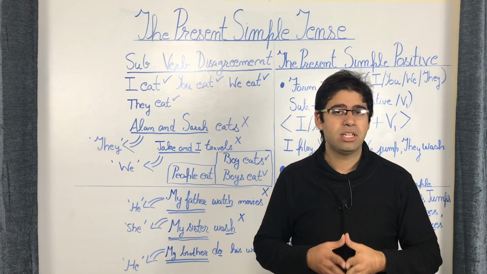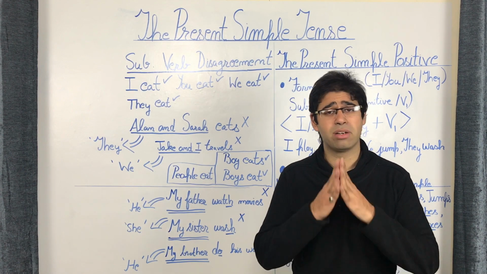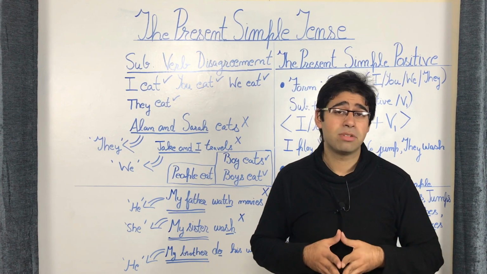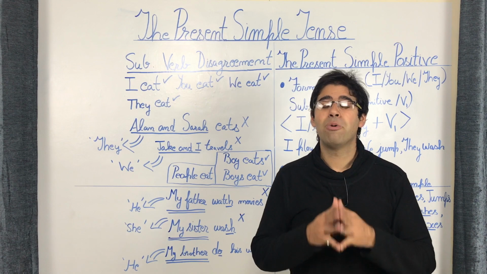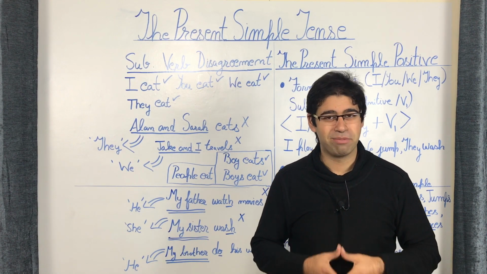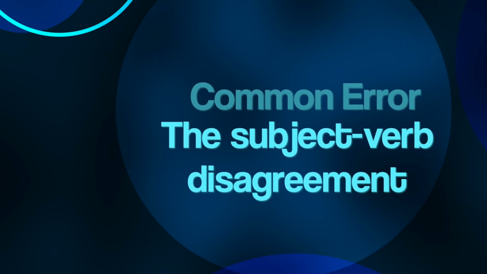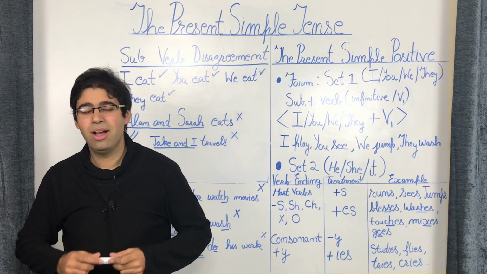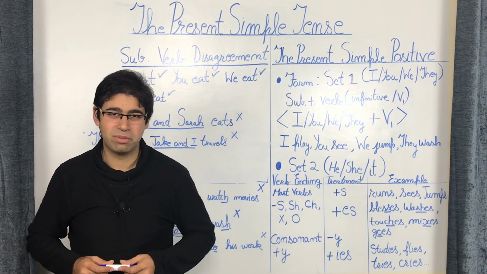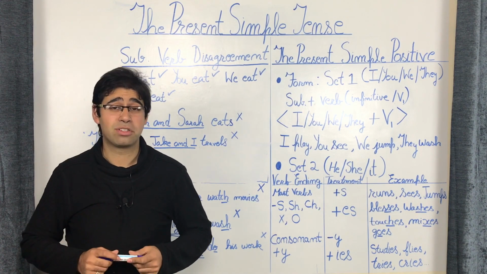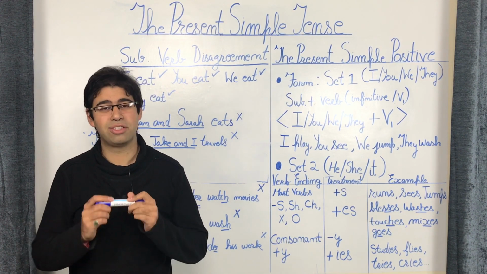Now, before proceeding to the negative, I'd quickly like to take up a simple yet indispensable section, I feel, for language learners, which is the subject-verb disagreement. Let's have a look. All right, so we begin with the subject-verb disagreement. Now, what is the subject-verb disagreement? It's a very common error, hence an important topic.